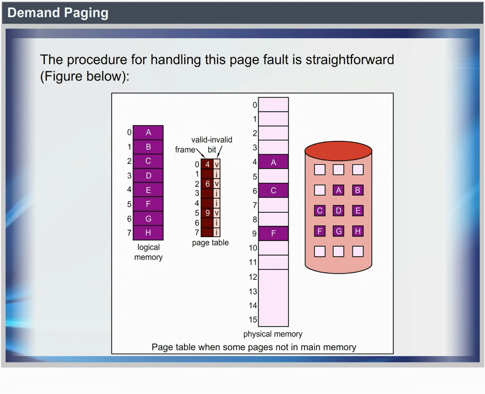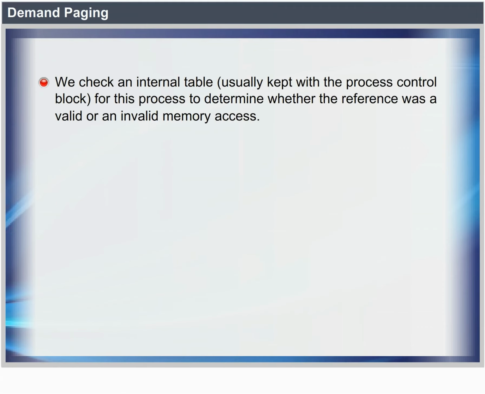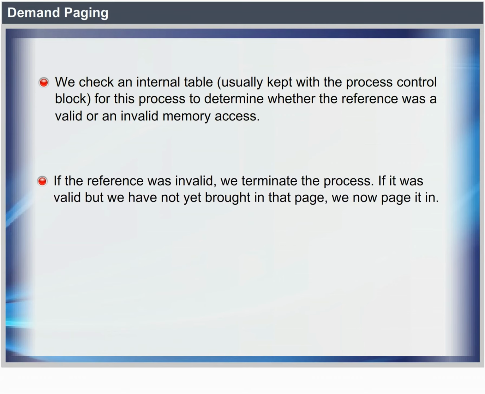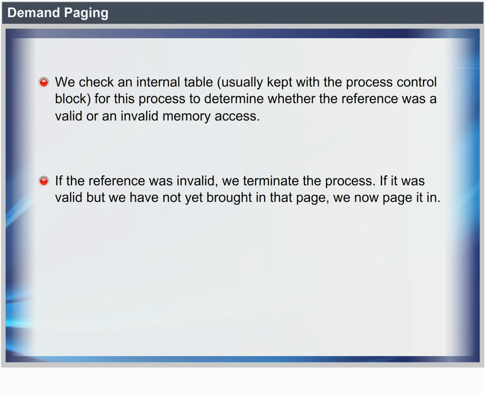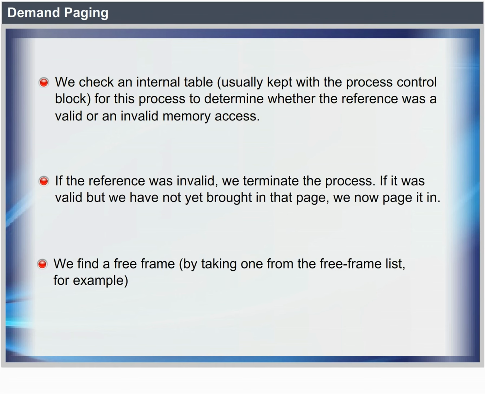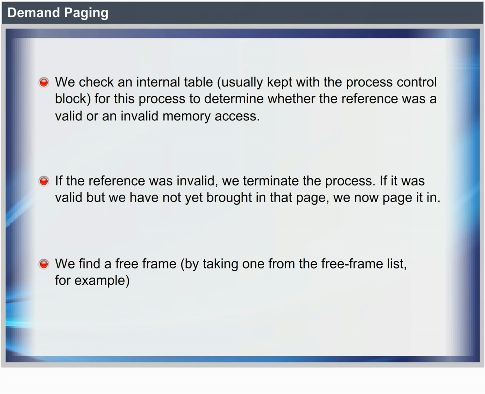We check an internal table, usually kept with the process control block, for this process to determine whether the reference was a valid or invalid memory access. If the reference was invalid, we terminate the process. If it was valid but we have not yet brought in that page, we now page it in. We find a free frame by taking one frame from the free frame list, for example.